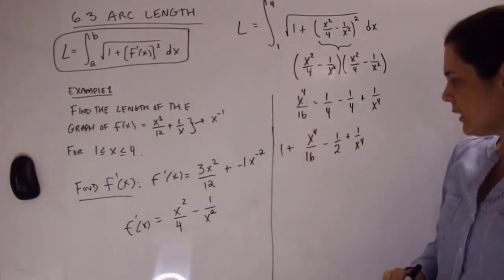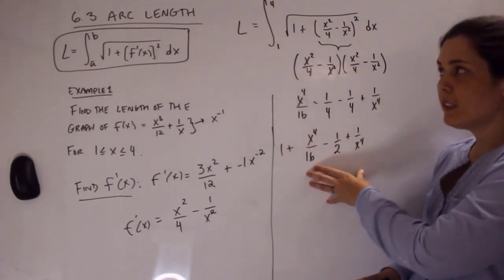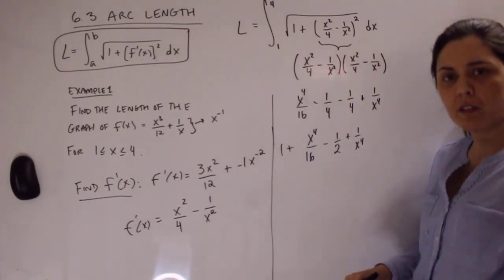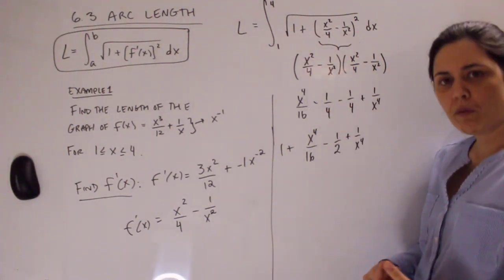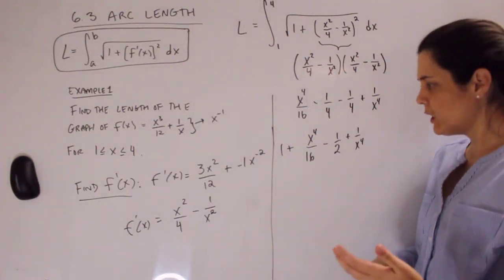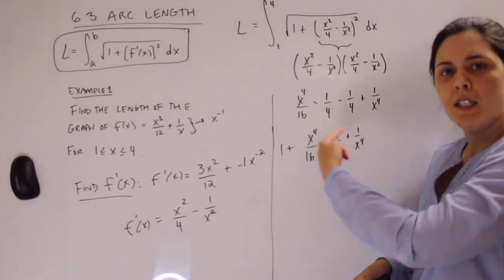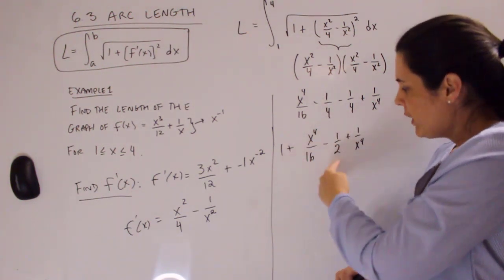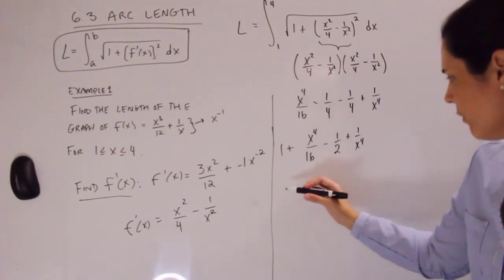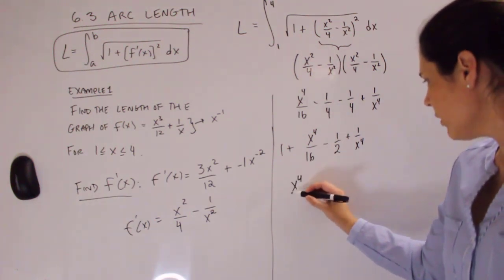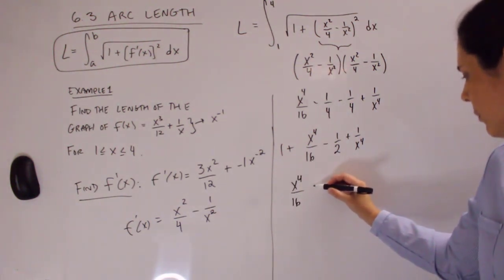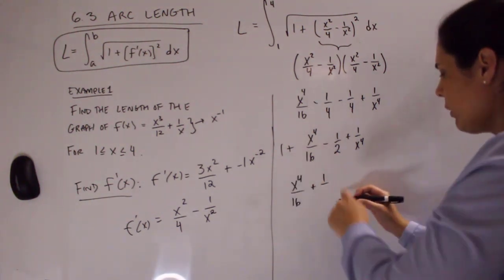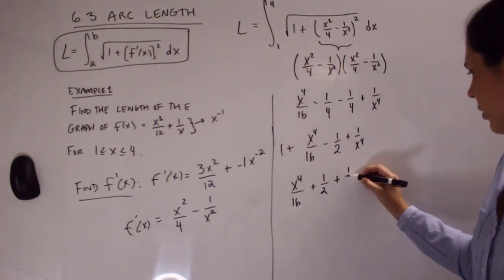So this is still kind of ugly. Notice it's still going to be in a square root, and I still have to integrate it. So it's not in a nice form for me to even think about integration just yet. I need to keep doing algebra to make this look better. Let's go ahead and combine the 1 with the negative 1/2. So we get x to the 4th over 16 plus 1/2, 1 take away 1/2, plus 1 over x to the 4th.